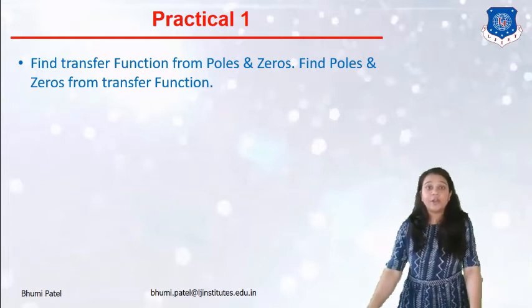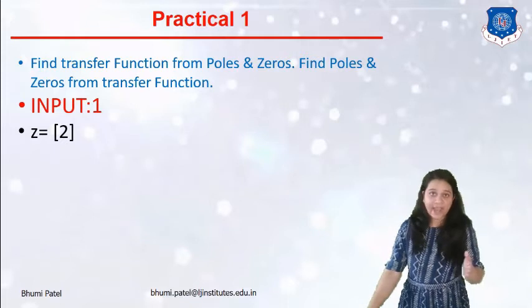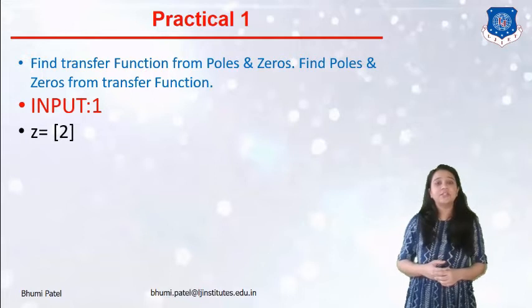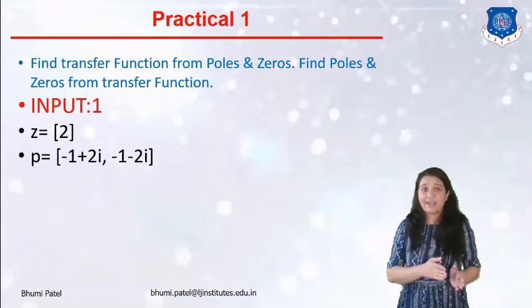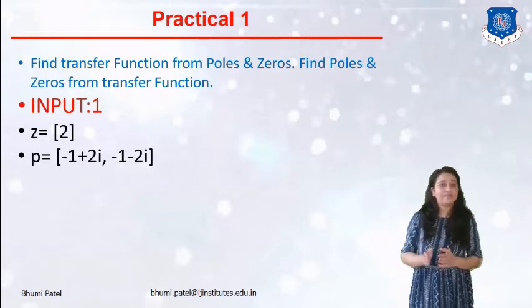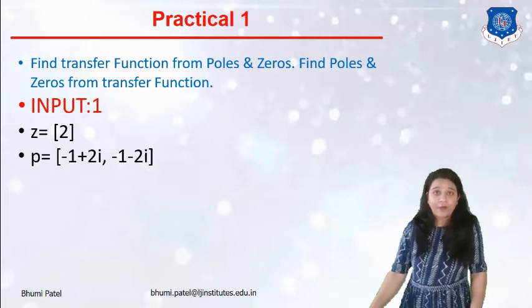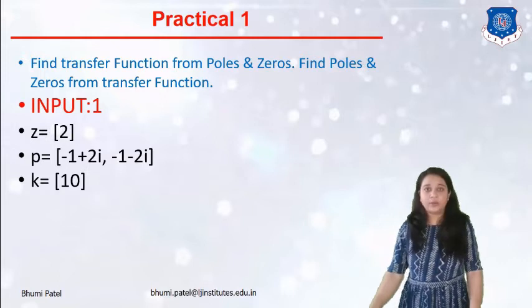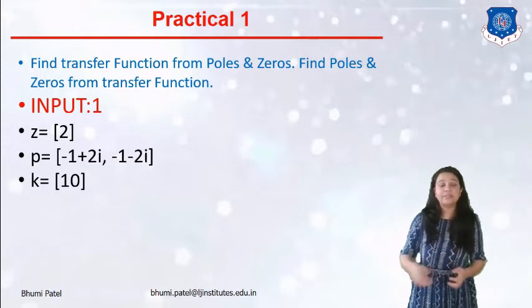Okay, so first of all, we have to define the value of pole sign 0. The input number 1, Z, indicates the zeros of the system, and the value of the zero is given as 2. Now the value of the pole is given as -1 plus 2i and -1 minus 2i, that is the imaginary pole. Now we have to define the value of gain k. So k is equal to 10.